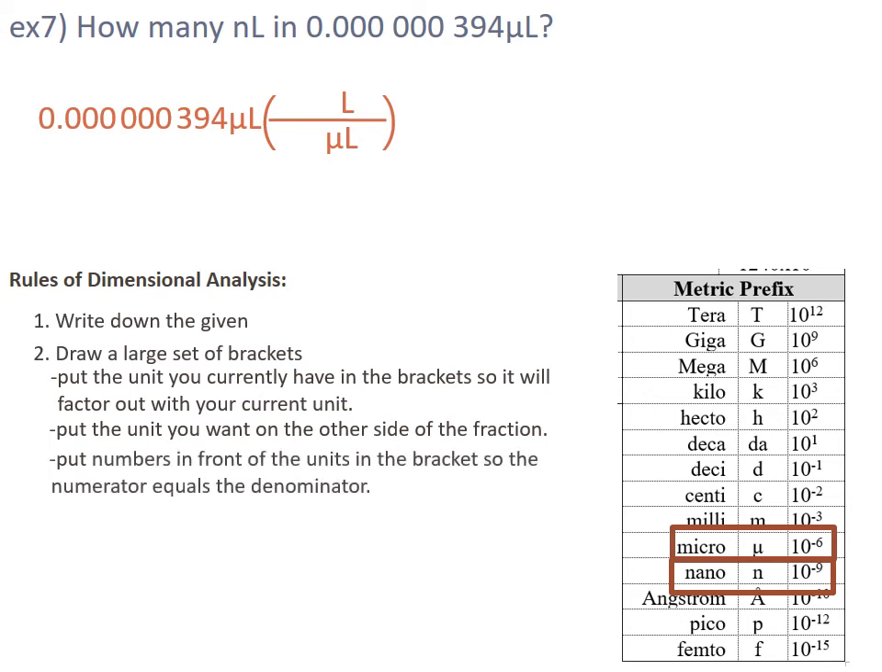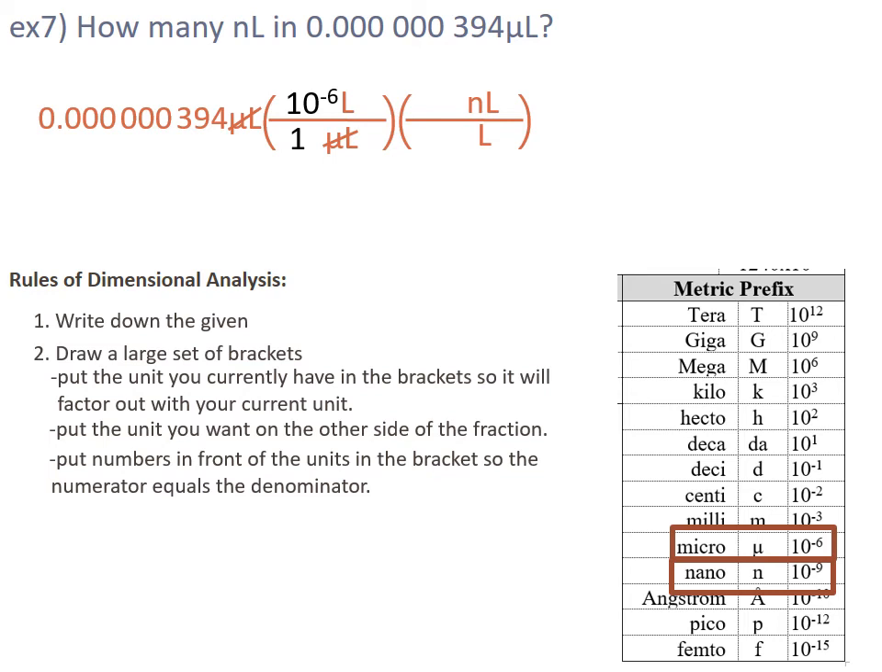Again, I want to put in numbers that make top equal to bottom. So 1 micro equals 10 to the negative 6. So therefore, there is 1 microliter in 10 to the negative 6 liters. I'll put in another set of brackets. And since microliter and microliter factored out, I now have just liters, but I don't want liters. I want nanoliters, so I will put liters on the bottom, so my current unit will factor out. And like I said, I'm going to switch that to nanoliters.